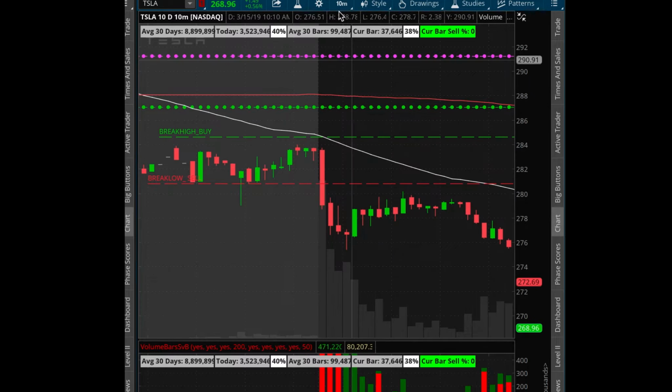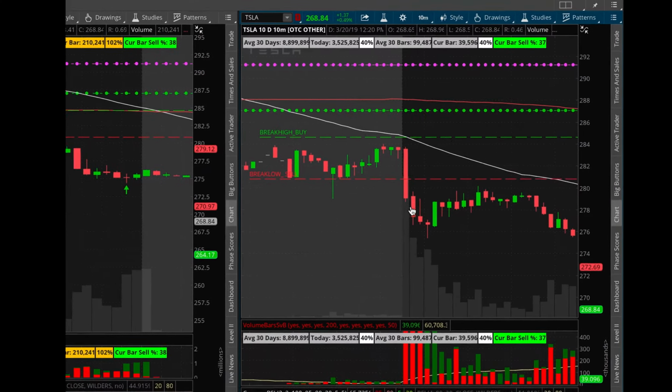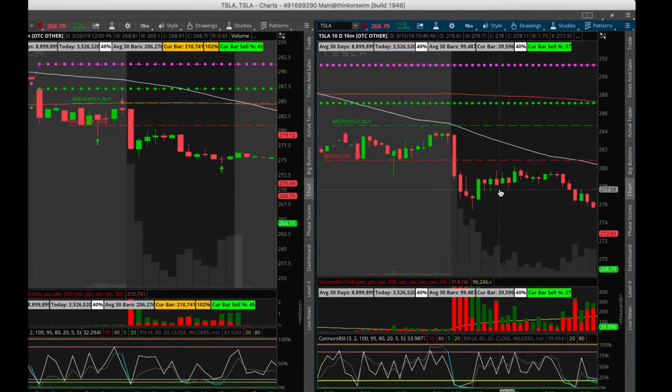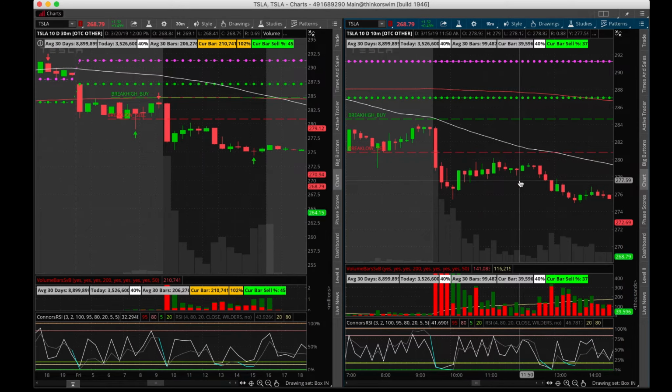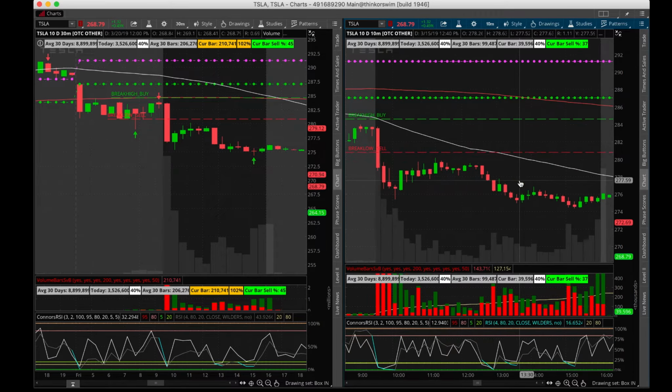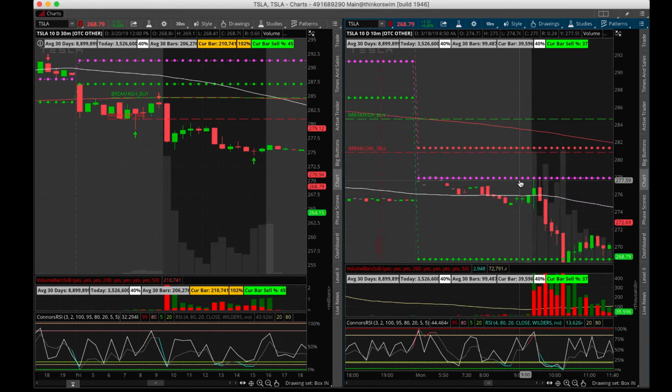For me, I like the 10-minute candles. I would have easily waited to the close, or closer to the close, of this candle here. So not right after 9:35, 9:36, 9:38, waiting. Once it confirms that it's moving lower, I could have got in here, let's say at 279, 280, and then rode this lower as it continued to sell off for the day.